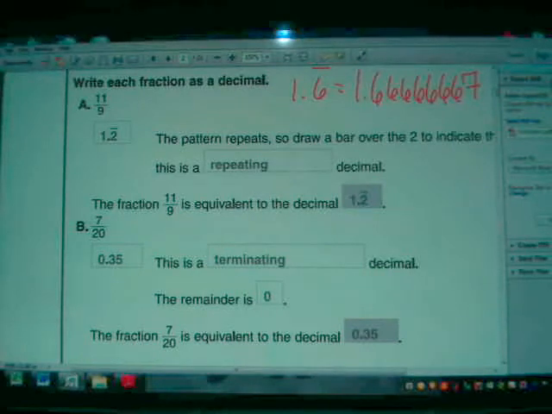All right, we'll look at B now, 7/20. 7 divided by 20 yields 0.35 on a calculator, and that is a terminating decimal, implying that it does not go forever on the screen, and that is simply the answer, 0.35.